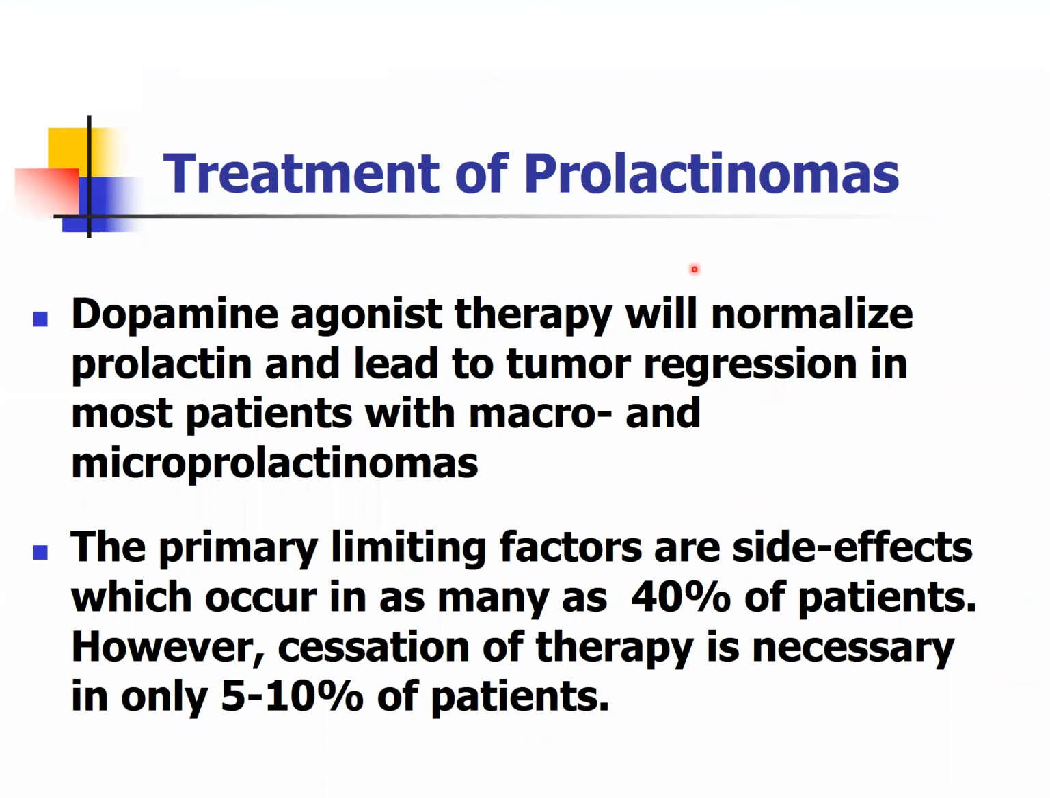How would we treat the prolactinomas? Because dopamine negatively regulates prolactin, a dopamine agonist, bromocriptine, is used, which usually normalizes the prolactin level and leads to tumor regression in most patients with macro and microprolactinomas. The primary limiting factor is the side effects, which occur in as many as 40% of cases. However, cessation of the therapy is necessary only for 5 or 10% of patients. In this case, only transsphenoidal tumor removal can be the treatment.